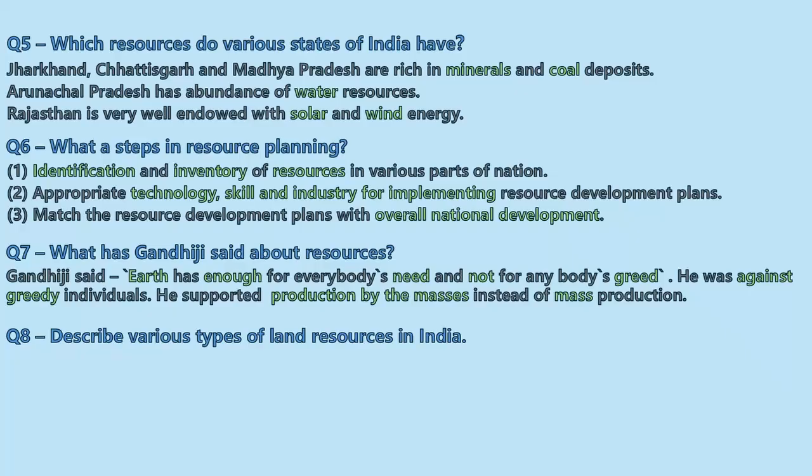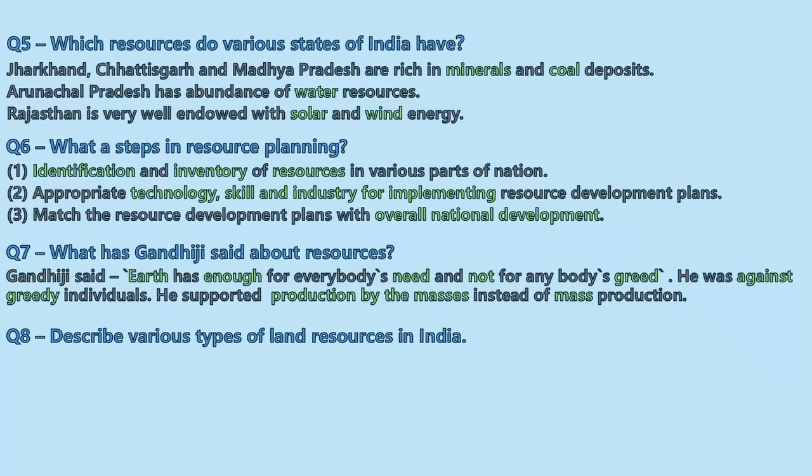Okay, and he supported production by masses rather than mass production. See, in mass production machines will do the work, and people will not be able to participate, and there will be loss of jobs and all that, right? But in production by masses, each person will have some work, and he can make a livelihood out of it. Okay, so production by masses is better than mass production.